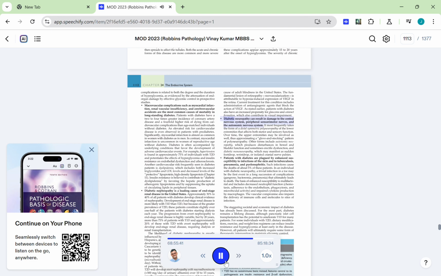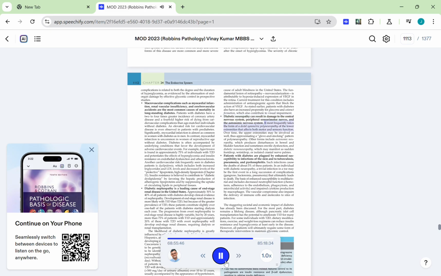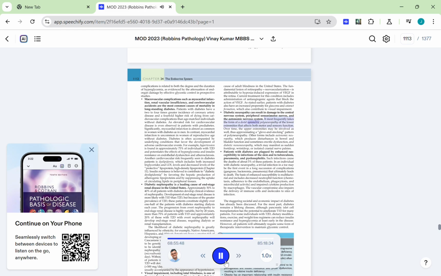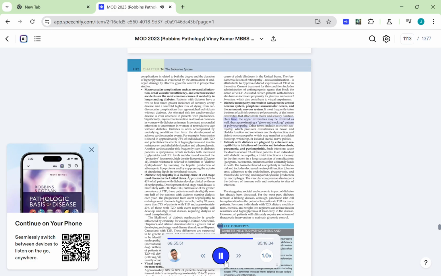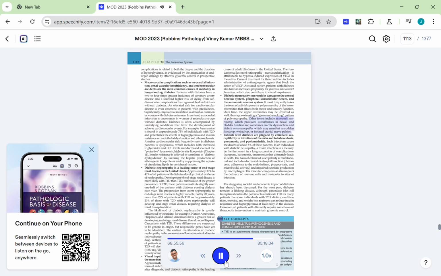visual impairment. Diabetic neuropathy can result in damage to the central nervous system, peripheral sensorimotor nerves, and the autonomic nervous system. It most frequently takes the form of a distal symmetric polyneuropathy of the lower extremities that affects both motor and sensory function. Over time, the upper extremities may be involved as well, thus approximating a glove and stocking pattern of polyneuropathy. Other forms include autonomic neuropathy, which produces disturbances in bowel and bladder function and sometimes erectile dysfunction, and diabetic mononeuropathy, which may manifest as sudden foot drop, wrist drop, or isolated cranial nerve palsies.